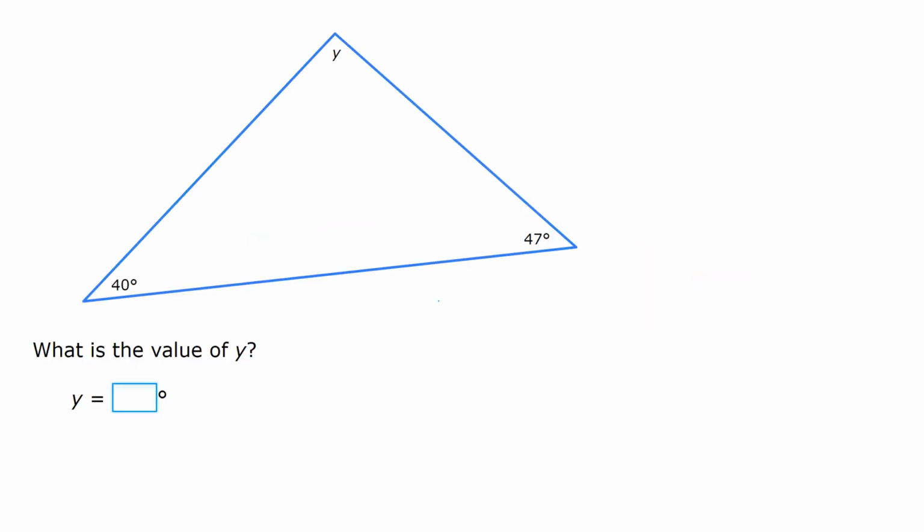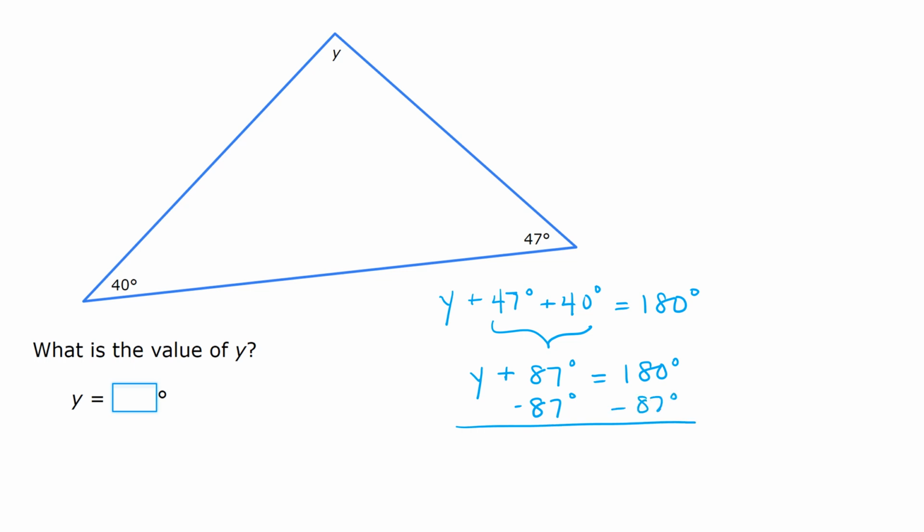Again, let's apply the Triangle Sum Theorem. The measure of angle y plus 47 degrees plus 40 degrees equals 180 degrees. Combine like terms, 47 plus 40 is 87 degrees. Y plus 87 degrees equals 180 degrees. Subtract 87 degrees from both sides. 87 minus 87 is 0. Y equals 180 minus 87. 180 minus 80 is 100, minus 7 is 93 degrees.